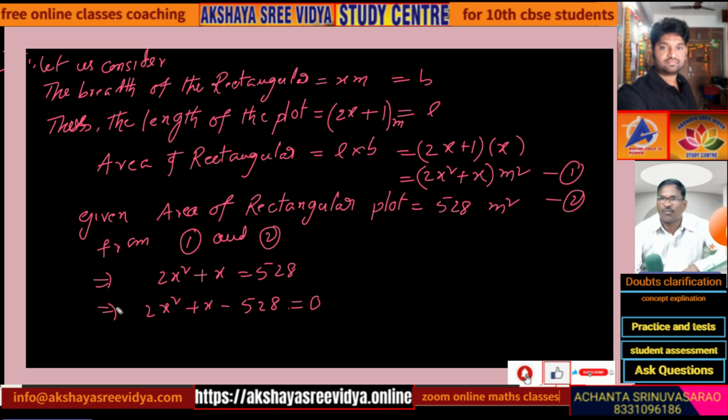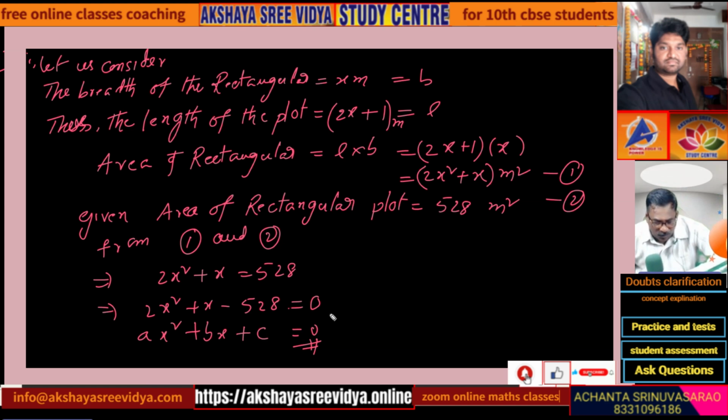This is comparison with ax square plus bx plus c is equal to 0. So this is the quadratic representation of the problem mathematically, which is the required representation of the problem. Therefore, the length and breadth of the plot satisfy the quadratic equation.